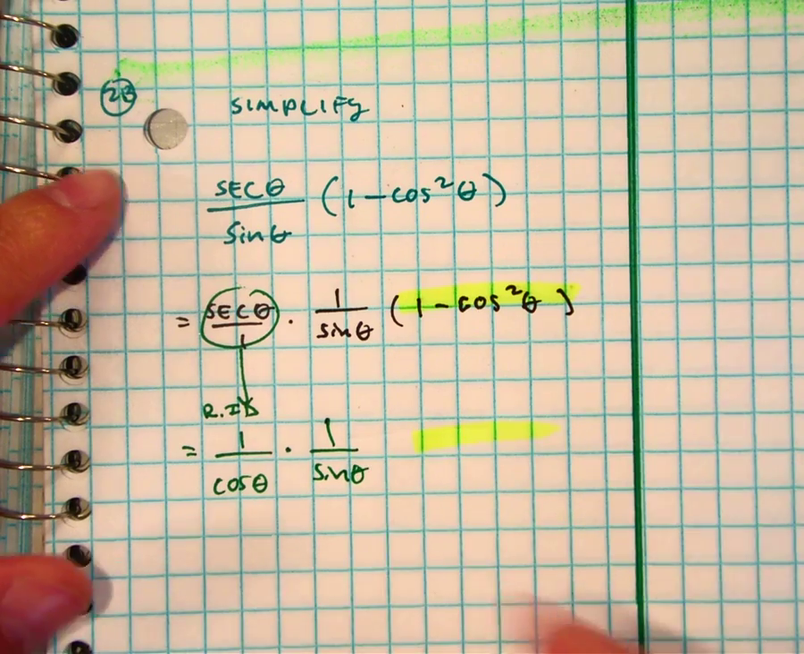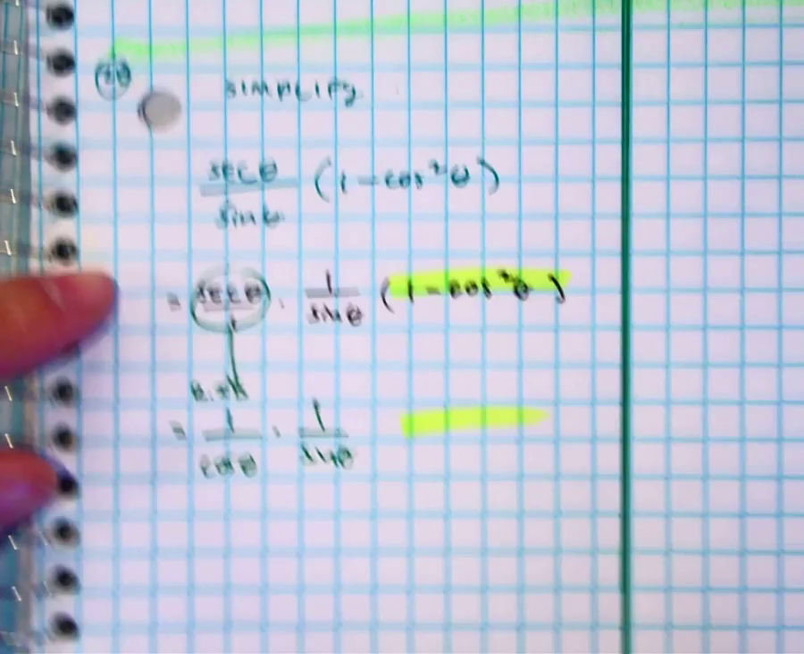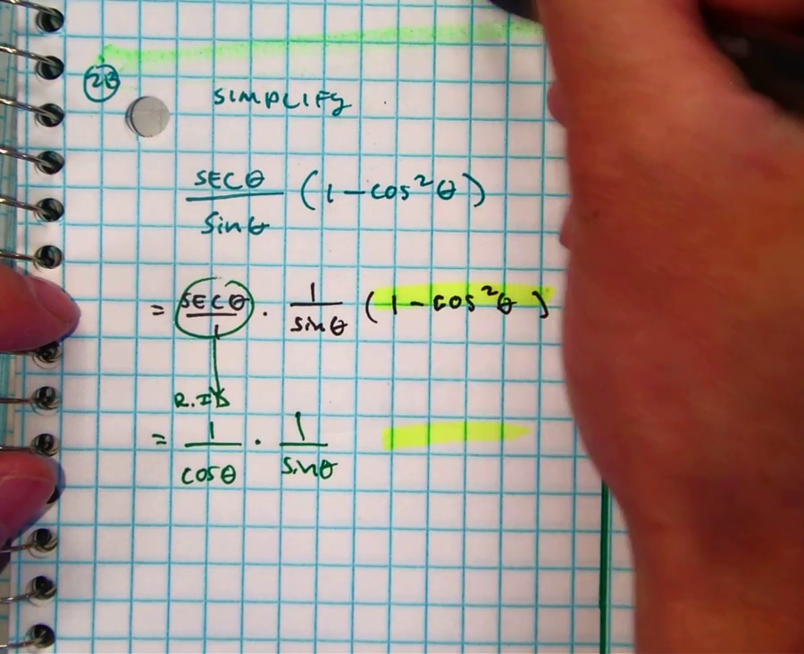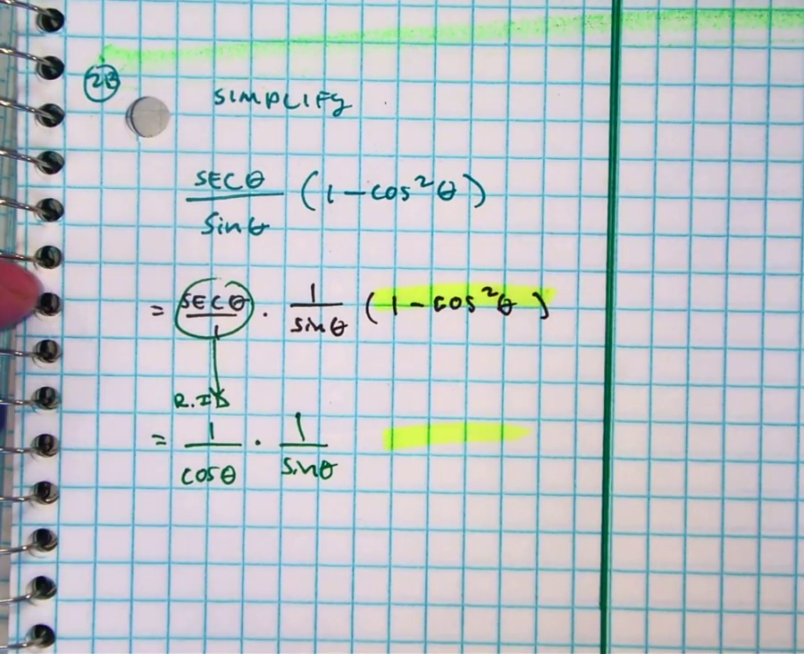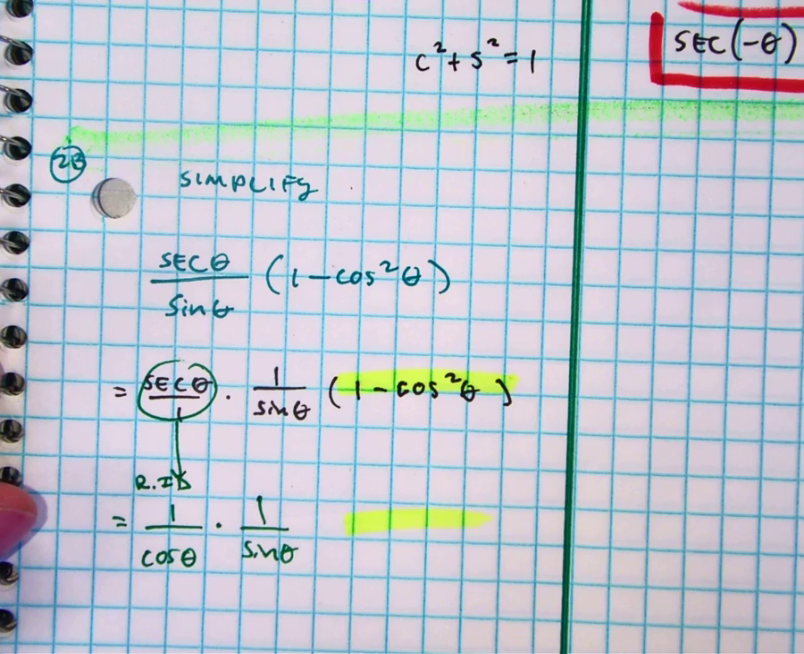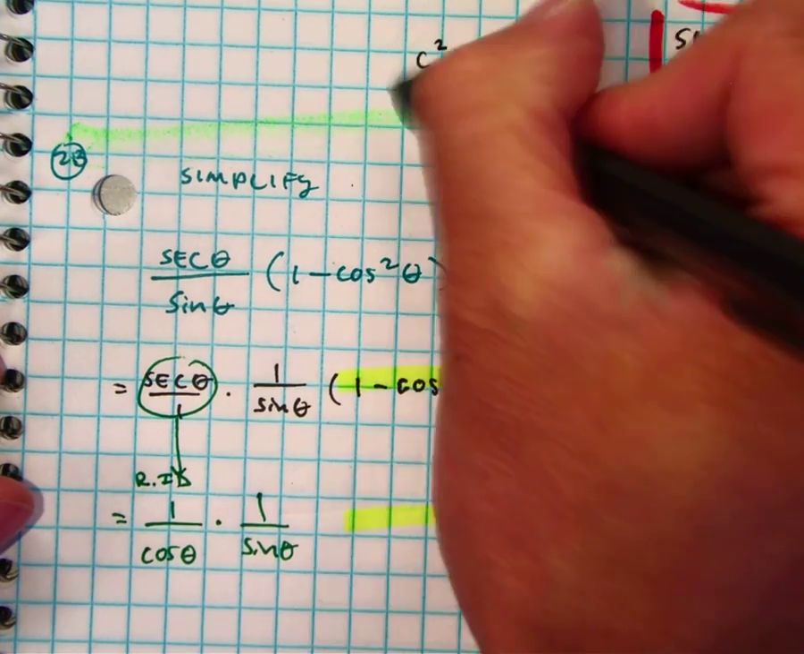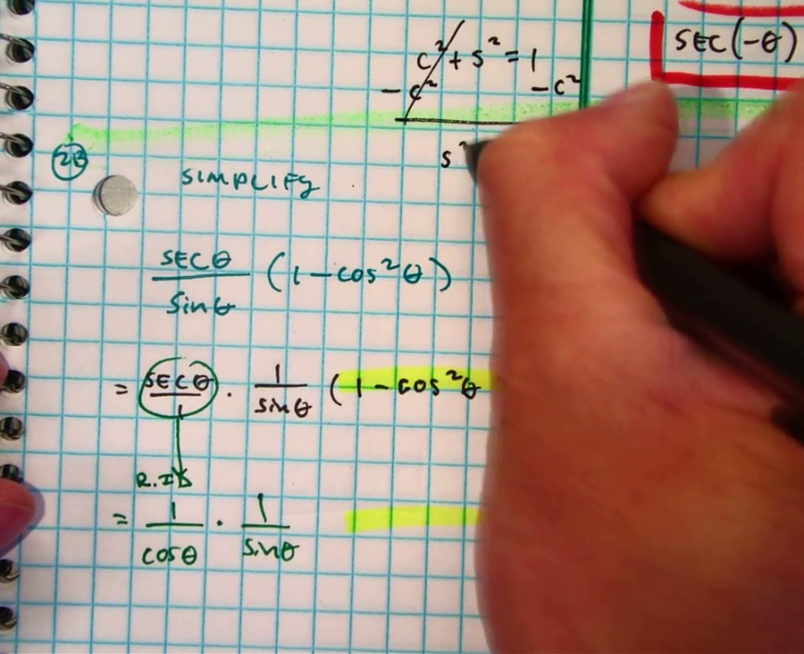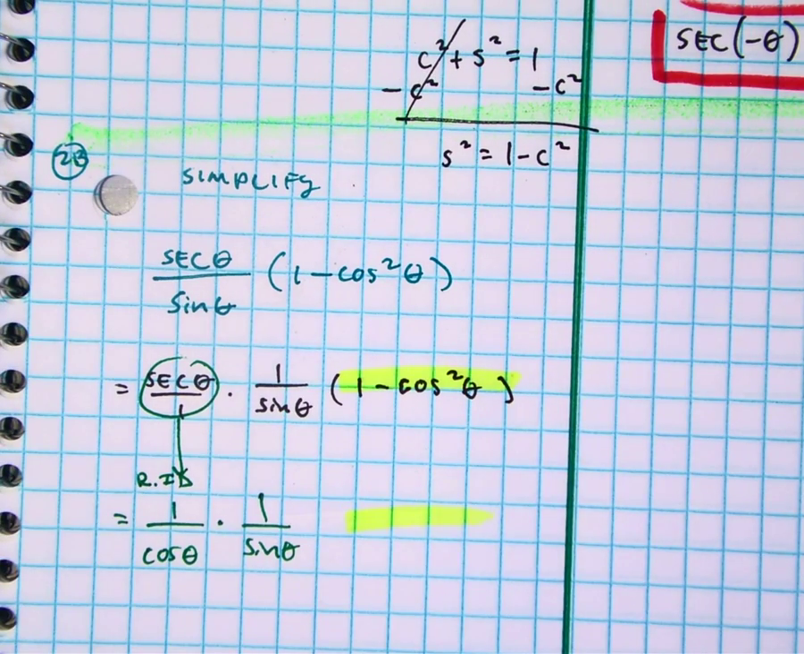This one looks like a variation of the Pythagorean identity. Which Pythagorean identity does it look like? Sine squared plus cosine squared equals 1. Yes? I need to get 1 and cosine by itself. Sine squared equals 1 minus cosine squared. Raise your hand if you did that. Okay, so there, that's what I need.